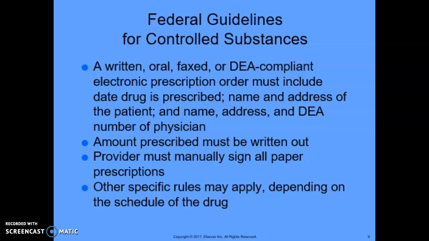There are really strict federal guidelines for controlled substances. These specific guidelines apply to both written and e-prescriptions for controlled substances. A written, oral, faxed, or DEA compliant electronic prescription order must include the date the drug is prescribed, the name and address of the patient, and the name, address, and DEA number of the physician.